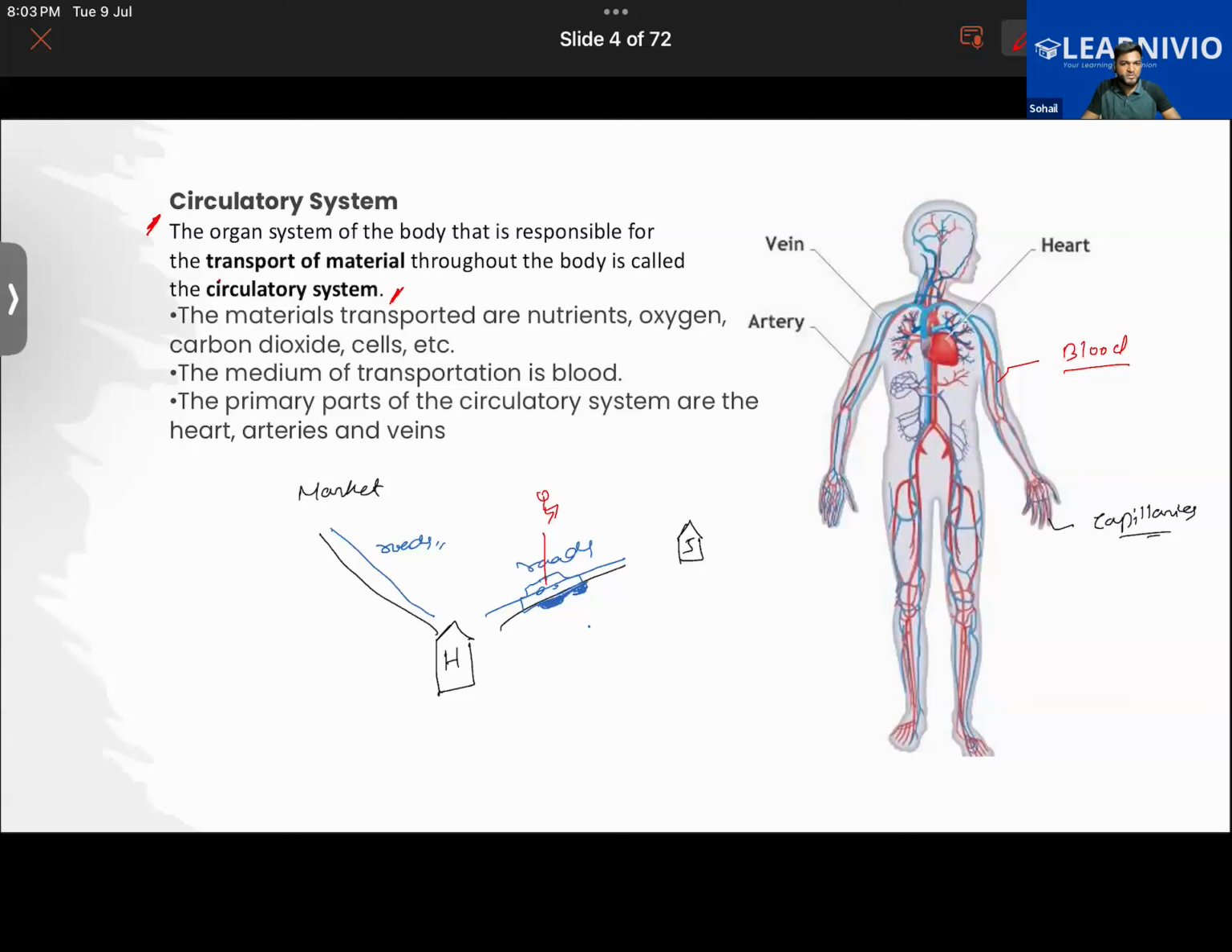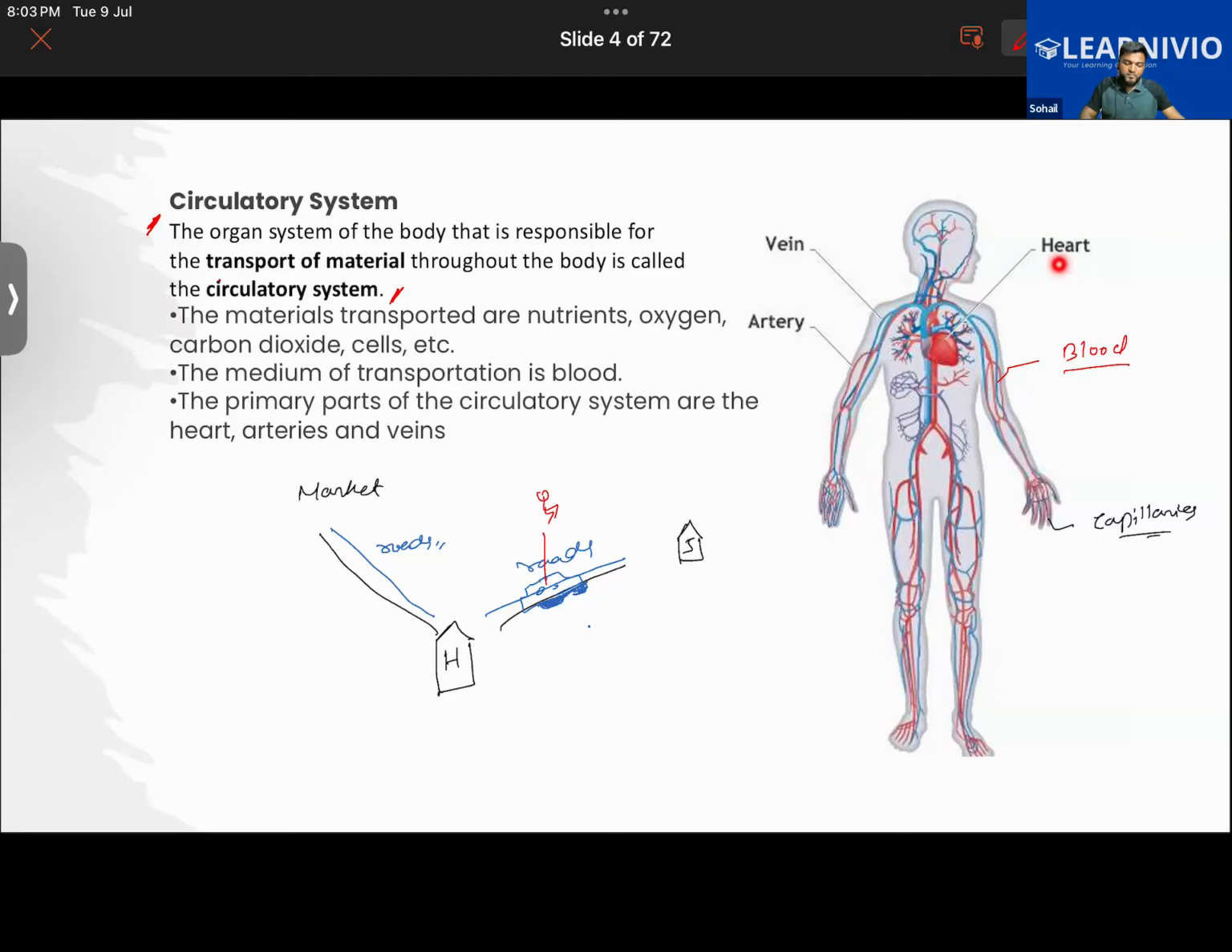Sir, the white blood group or just the blood? Blood group. Yeah, different people have different blood groups, like B positive, A positive, like that, exactly. So that we would be discussing later on.